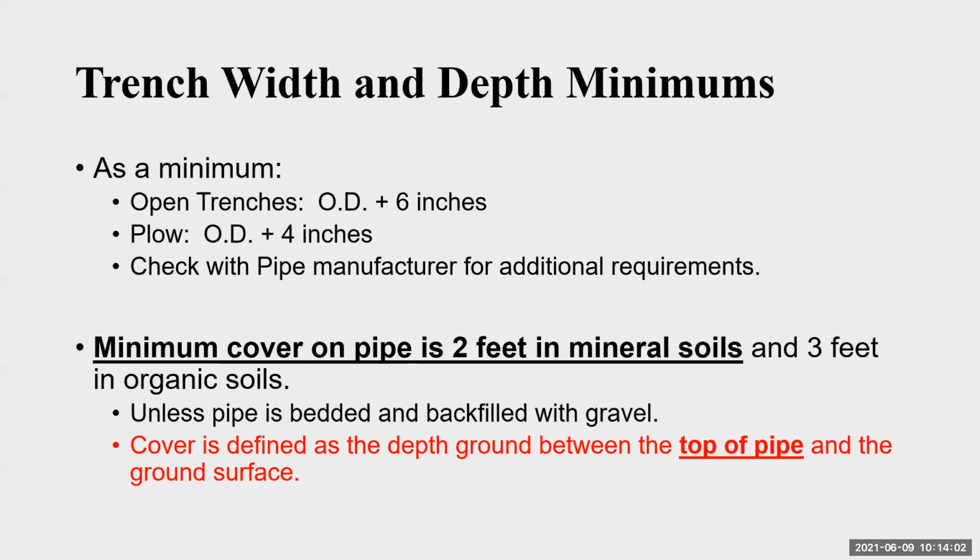The other important thing is the minimum cover on a pipe is always 2 feet in standard clay-based, silt-based soils. Okay, if you're anything in that range, which is the vast majority of Ohio, you always want 2 feet of cover of dirt above the pipe. That's from the top of the pipe to the above ground elevation, 2 feet total. If you're in some organic soils, you bump that up to 3 feet, but in general, you always want 2 feet unless you take special measures, which I'll talk about here in a second.